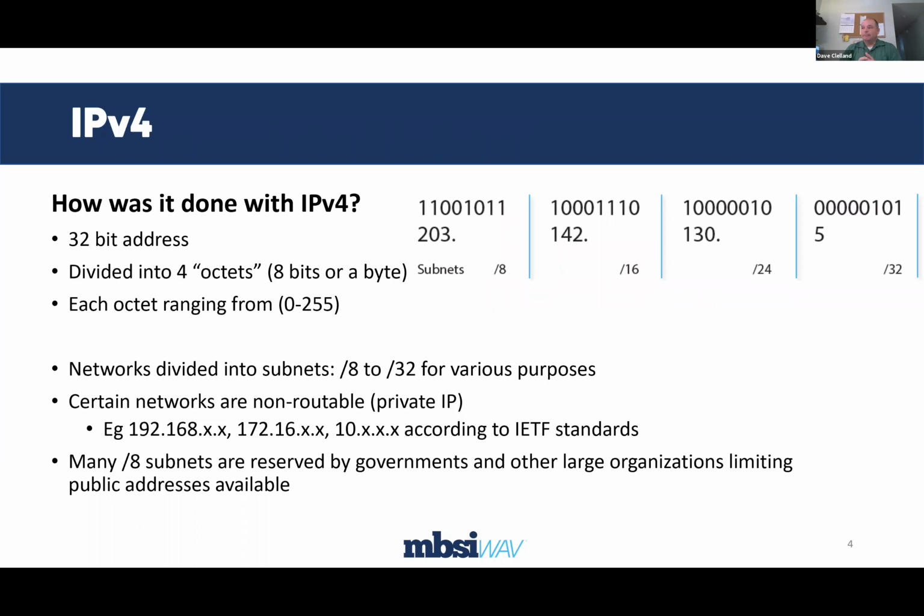All right, so here's how the IP version 4 addressing scheme, the 32-bit addresses, was made up. There were 4 octets, and these 4 octets were 8 bits apiece. And so in total, we have 32 bits worth of information. Each octet was a decimal ranging from 0 to 255. So there were 256 possible combinations in each 8-bit group. The networks were divided into subnets from /8 to /32 for various purposes.